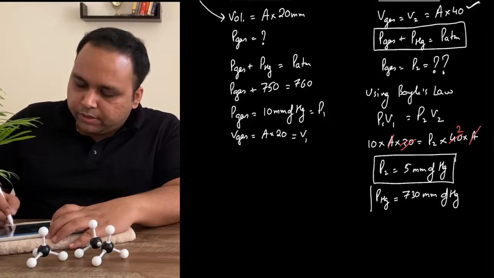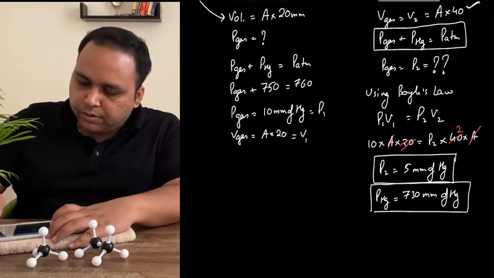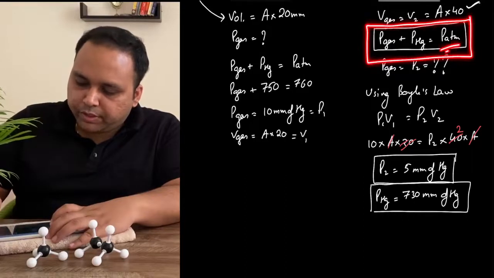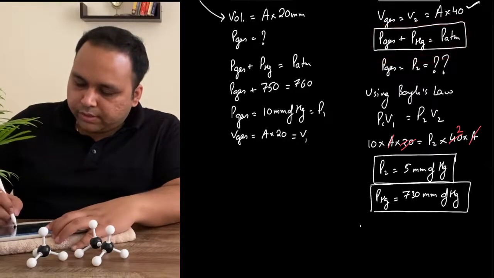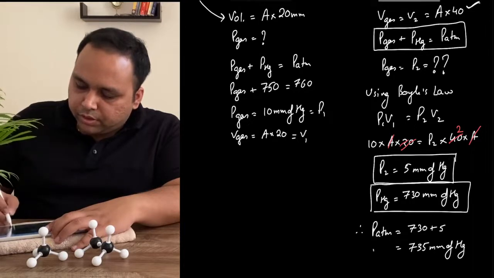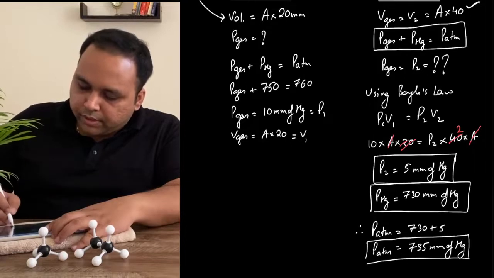And when you add these two, because we saw in this equation that pressure of gas plus pressure of mercury is pressure of atmosphere, you get pressure of atmosphere as 730 plus 5, which gives you 735 millimeters of Hg. So this is your actual pressure due to atmosphere in the second case, and that becomes your answer.